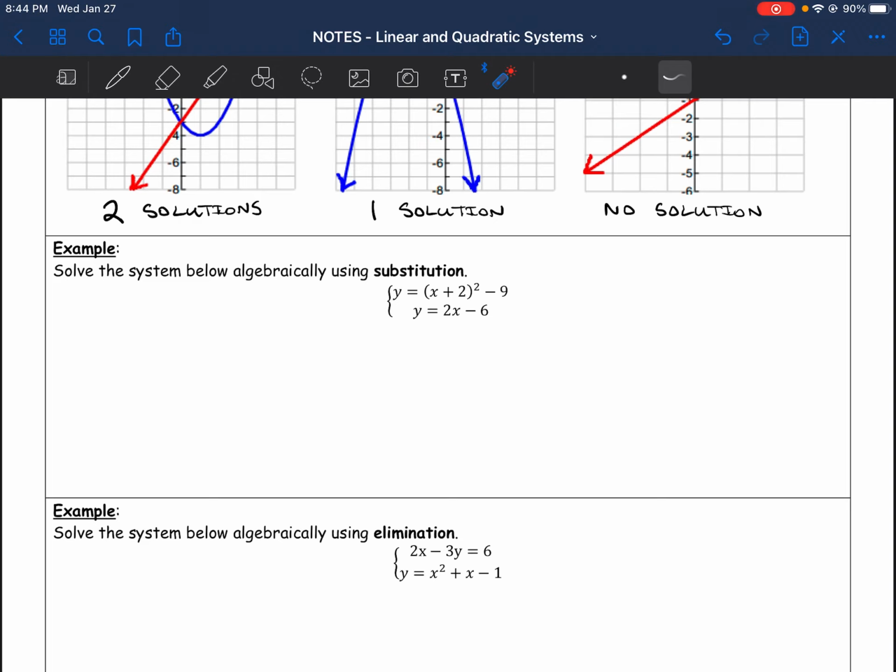In this example, we're going to want to solve the system algebraically using substitution. You can do elimination if you want to, but I'm going to use substitution here. We can already see that y equals (x plus 2) squared minus 9 and y equals 2x minus 6. Both equations are isolated for y, so it makes substitution very logical here. So I'm going to replace this y with (x plus 2) squared minus 9. So the result is going to be (x plus 2) squared minus 9 equals 2x minus 6.